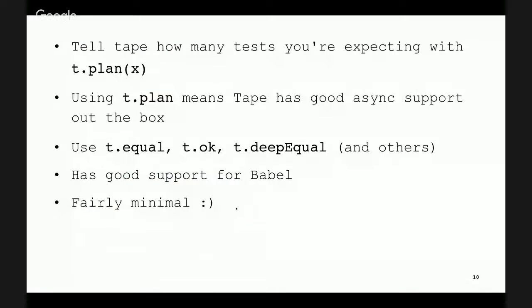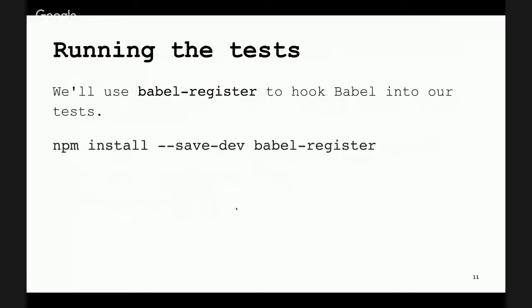So just a quick recap, we use t.plan to tell Tape how many tests you're expecting. This means Tape handles asynchronous tests really well. We use things like t.equal to check two things are equal, t.ok to check a thing is truthy, deep-equal to compare objects, and there's a few others as well. It's got good support for running through Babel for converting ES 2015 specs, and the repo I'll link you to at the end has all this configured for you, and it's pretty minimal. There's not too much of a surface area to it.